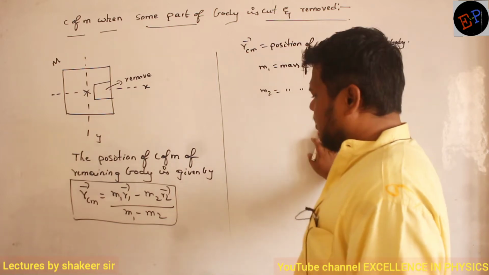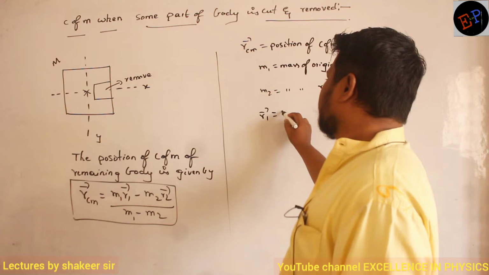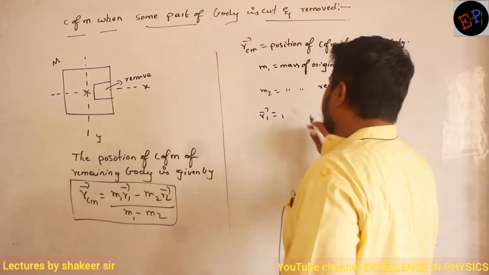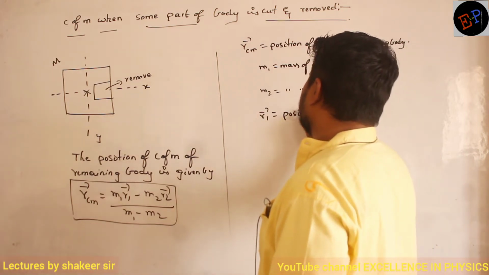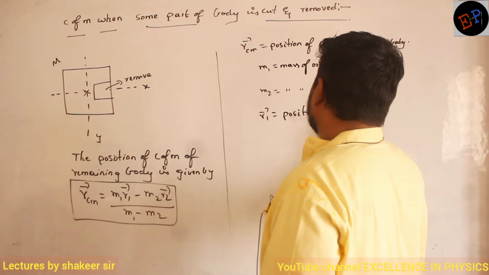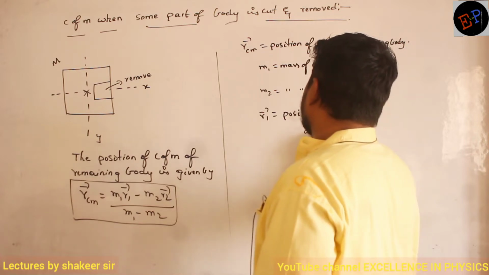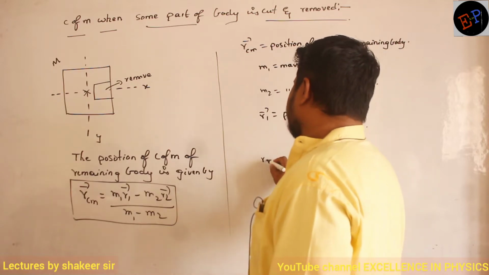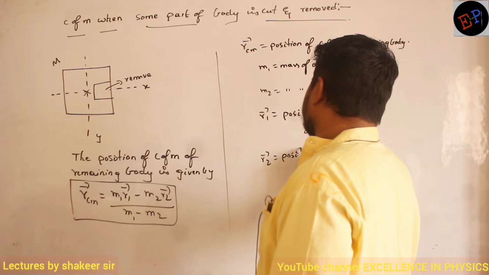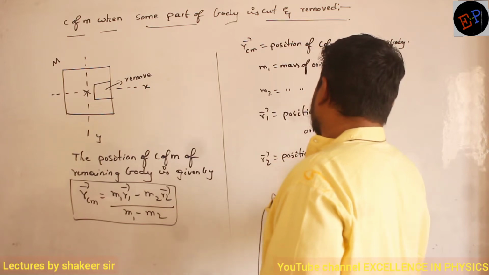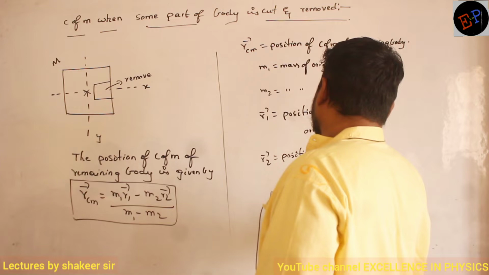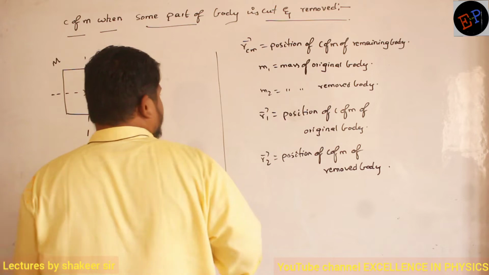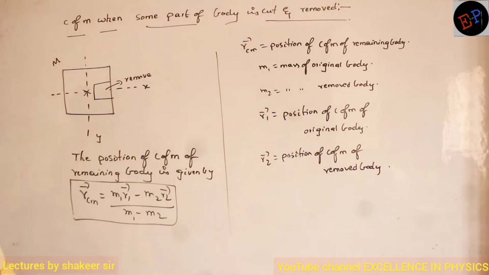Clear? R1 dash is the position of center of mass of the original body. And R2 dash is the position of center of mass of the removed body. Are you able to understand? So these are the parameters which we should understand.